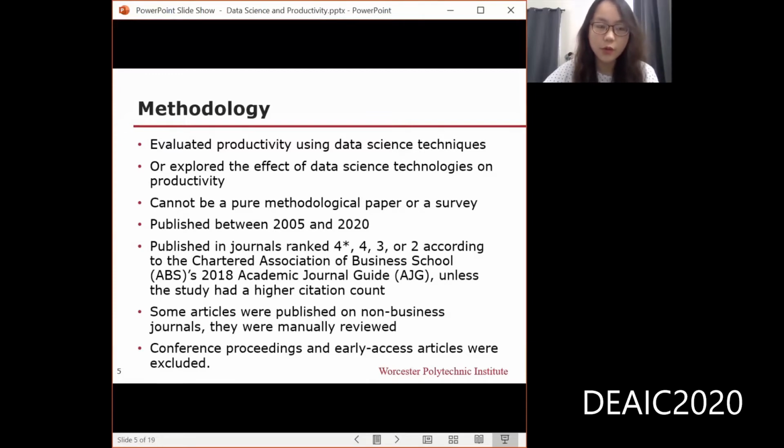Some articles in our dataset were published in non-business journals, and these articles were manually reviewed. And lastly, conference proceedings and early access articles were excluded.